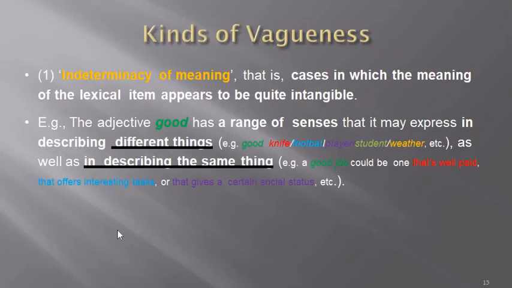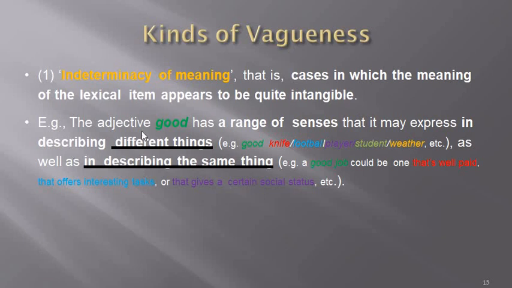So there are basically two kinds of vagueness. First is indeterminacy of meaning, and second is specification vagueness. The first one, indeterminacy of meaning, refers to cases in which the meaning of a lexical item appears to be quite intangible. For example, the adjective good has a range of senses. It can be used for a good pen, good pencil, good man, good student, good teacher, good weather, as well as in describing the same thing.